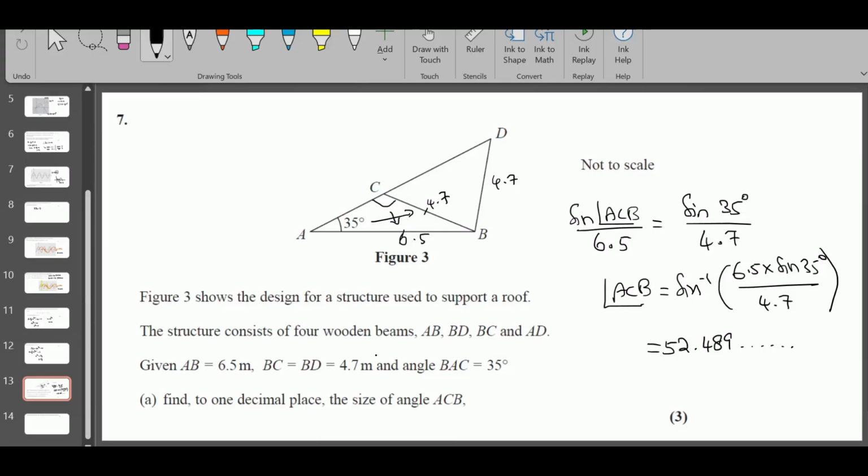Now listen to me carefully. Usually this is like an old paper, 2019 paper. Usually in the recent papers, they will mention whether the angle is acute or obtuse. Because when you apply sine rule, you will have this issue. You might get an acute angle, but they might want you to find the obtuse angle. So you just put 180 minus. But in this case, let's say this angle is 52 degree, for example.